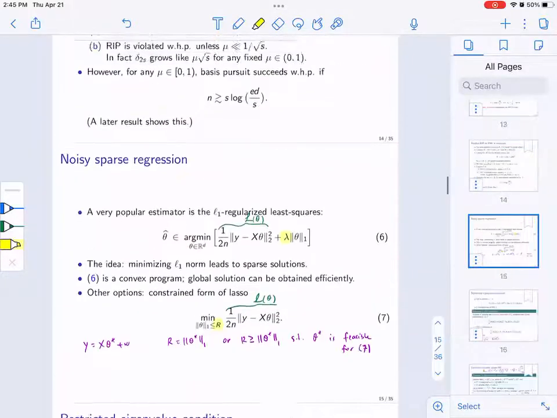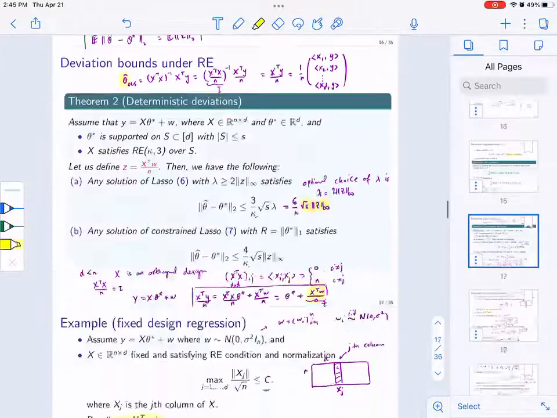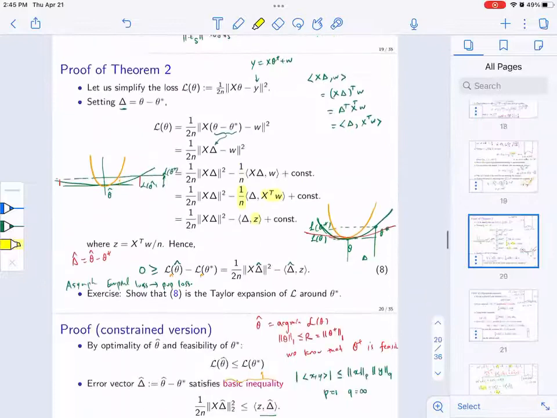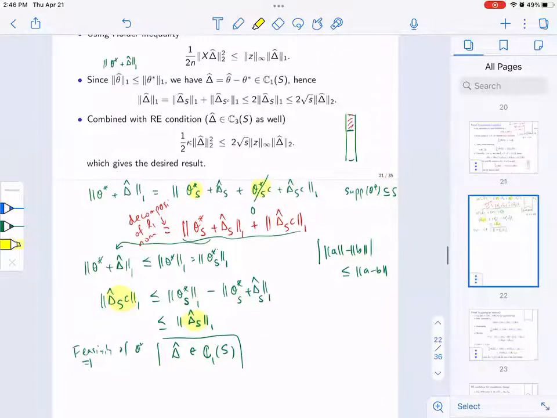Where do I have the cone? That's the cone. So with alpha equal 1, I showed that delta hat S complement is less than delta hat S L1. So this is the key part. So at the optimal solution, the difference to the truth lies in that cone. Okay, now I can apply my condition because I know this.